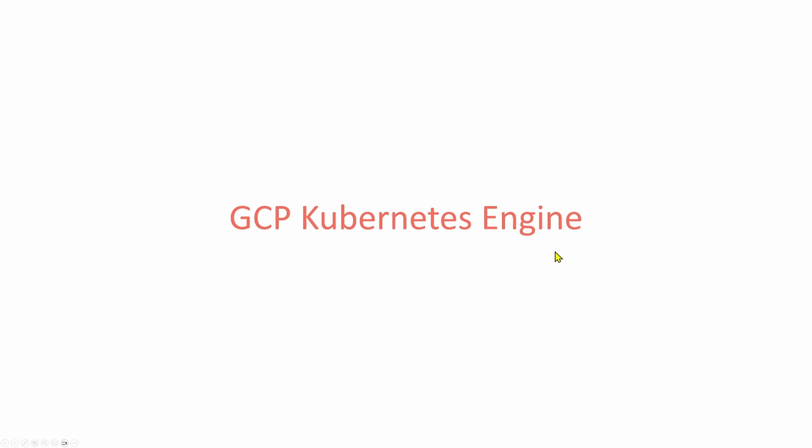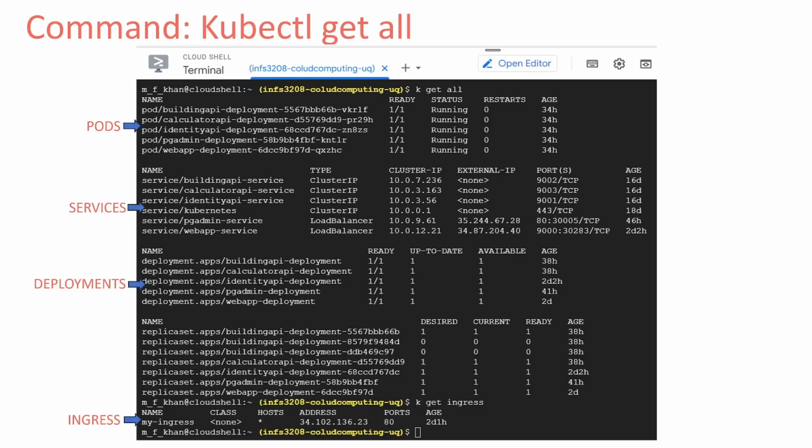Alright, now let's look at the GCP Kubernetes Engine to see how our application is running. I was able to use the get all command to get an overview as to what's running. You can see there are about 5 pods running. There are some services as well, a couple of them are load balancers. One is for the front end web app, and the other one is for my pgAdmin service that I use to interact with the database.